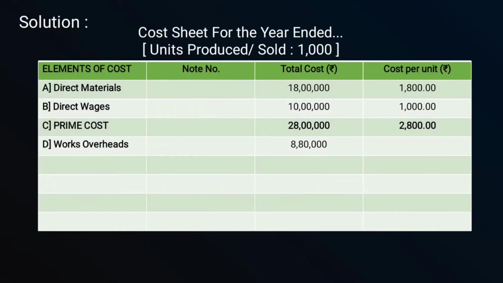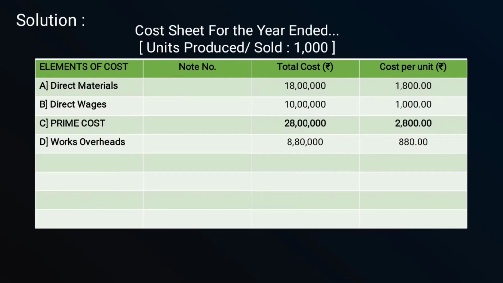So we'll record it in cost sheet. Total cost of works overheads is 8,80,000 and cost per unit will be rupees 880 per unit. Part E, works cost. So the total works cost will be rupees 36,80,000 and cost per unit will be 3,680 per unit.